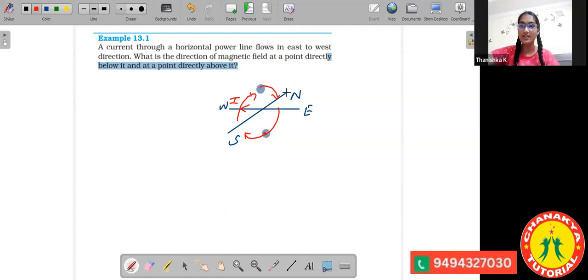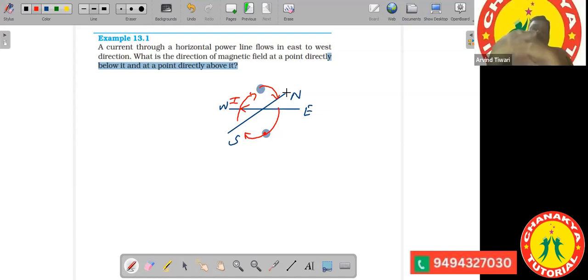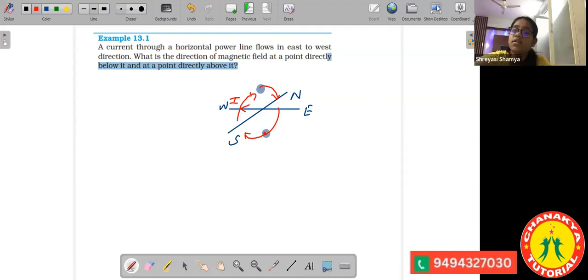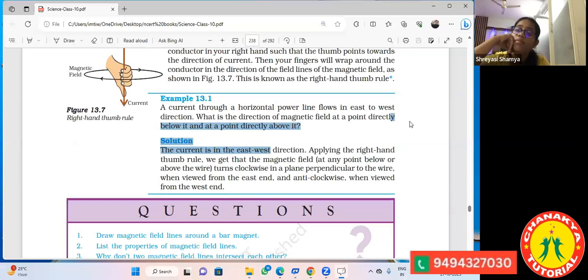I understood the north to south part, but then I didn't understand the directly above it, like south to north. Okay, so there are 2 points: a point directly below it and a point directly above it. Okay. So everyone has understood this question? Yes, sir.